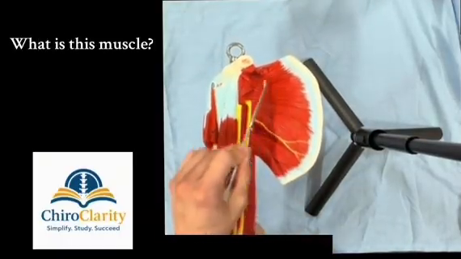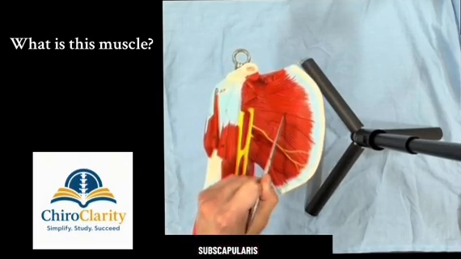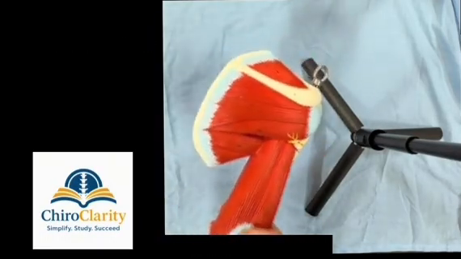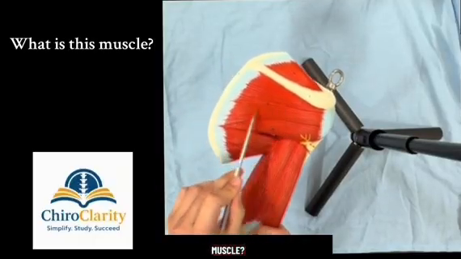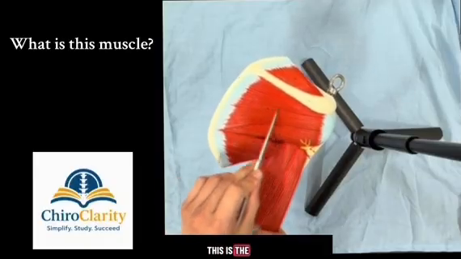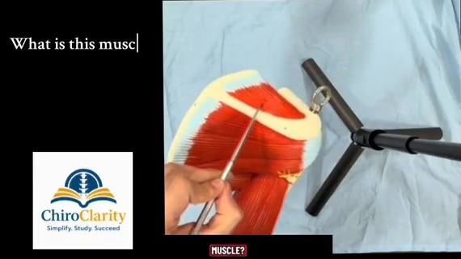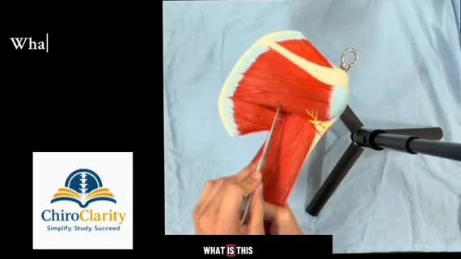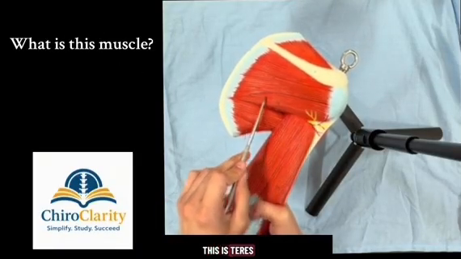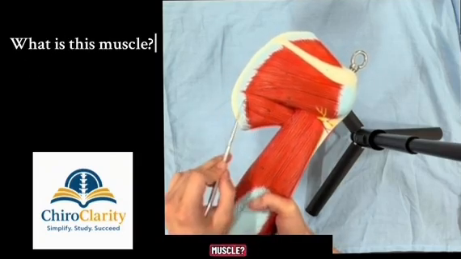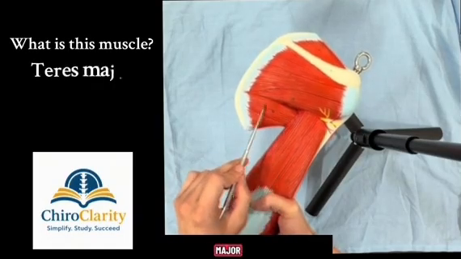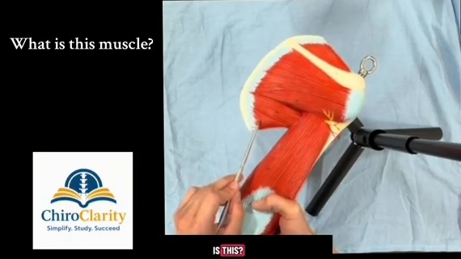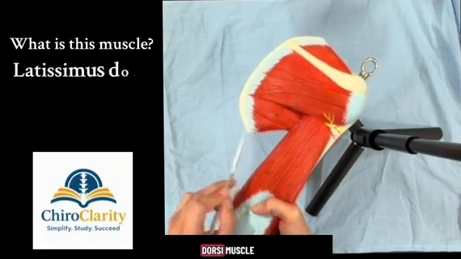What is this muscle? This is our subscapularis. And before I give an explanation, we're going to identify some others. What is this muscle? This is the infraspinatus. What is this muscle? This is the supraspinatus muscle. What is this muscle? This is teres minor. What is this muscle? This is teres major. And what is this muscle? This is part of a bigger muscle, but what is this? This is part of our latissimus dorsi muscle.